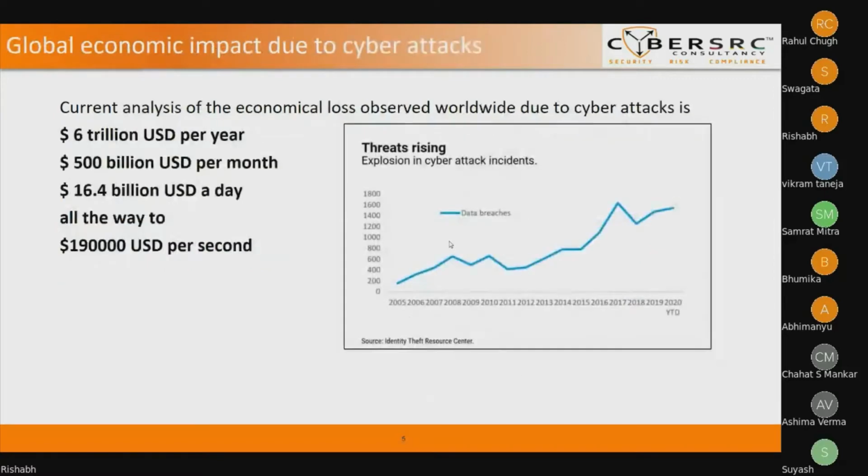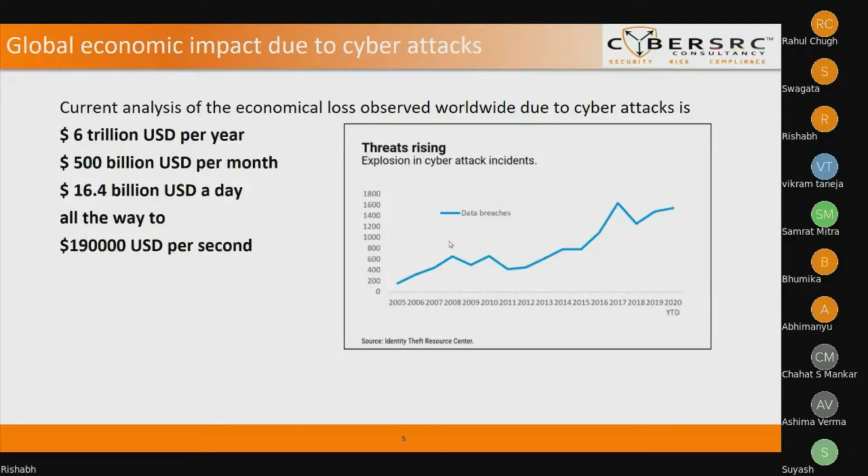With all of these attacks, we are currently facing a global economic loss due to cyber attacks. By many economic surveys, we can say that $6 trillion per year, or $500 billion per month, is being lost. By this, we can say that about 19 lakh dollars per second are being lost due to these cyber attacks.